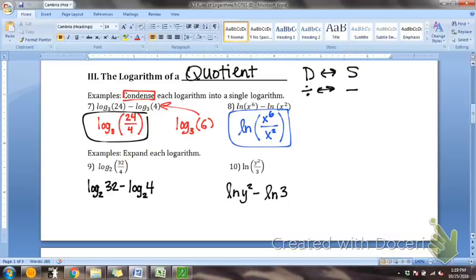So would it be wrong if you put natural log of 3 first? Yes. Because is 4 minus 3 the same as 3 minus 4? Is that the same thing? No. So it's not going to be the same thing. Subtraction is not commutative, which is that word that we're looking for. Okay. Any questions on these two? Expanding and condensing?